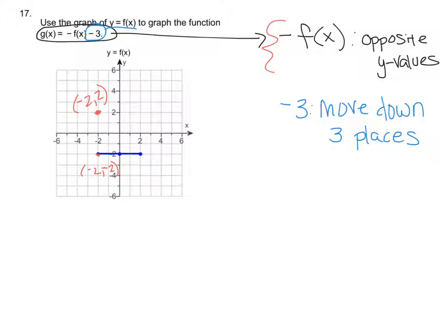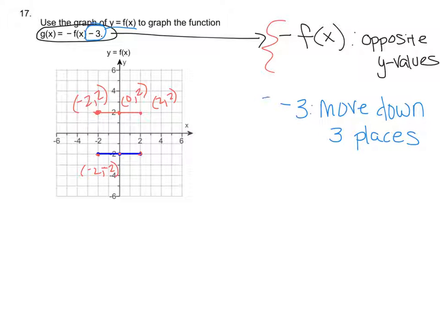And this is the same with the second point. I have 0, negative 2, but now I'm going to have 0, positive 2. And with my third point, I had 2, negative 2, but now I'm going to have 2, positive 2. So this red graph represents the reflection of the original graph.